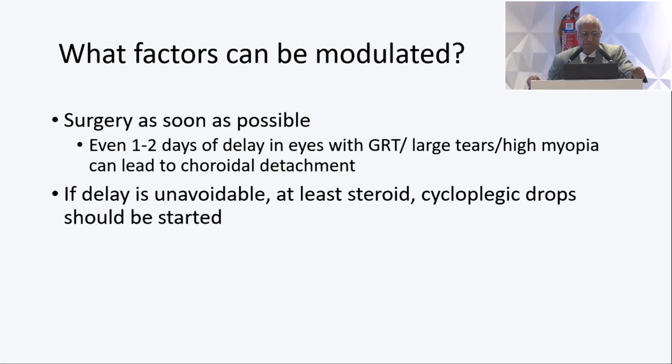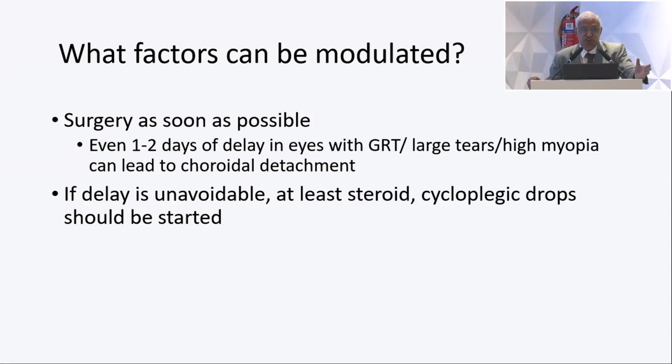Next slide, please. So what are the factors that could modulate this? One, surgery as soon as possible. Again, this was stressed by Dr. Ramandeep, that even a 1 to 2 day delay in eyes with giant tears, large tears, and high myopia can lead to significant inflammation, cause choroidal detachment, and you are forced to postpone the surgery all because you postponed it by 1 day. Now you want to treat the choroidal detachment and then operate. So you increase the risk of PVR.